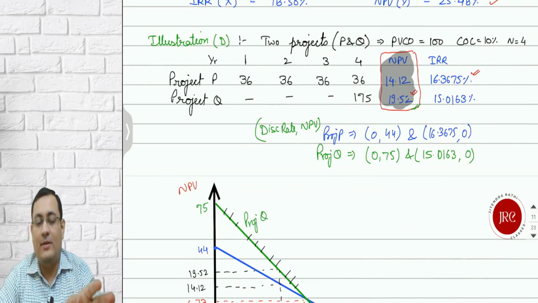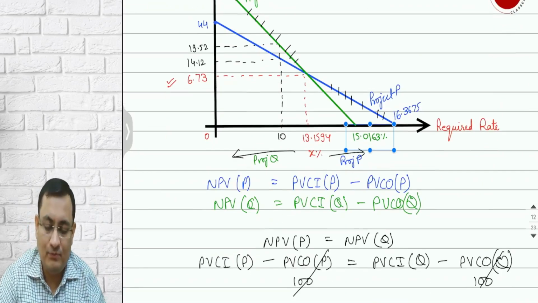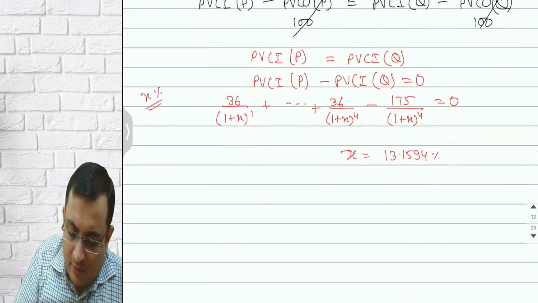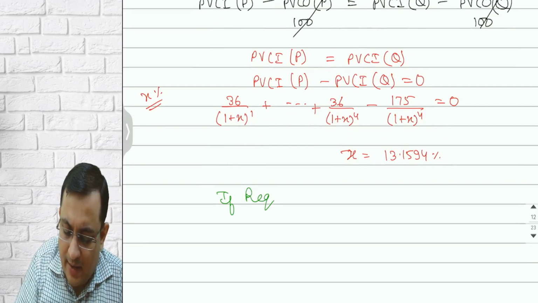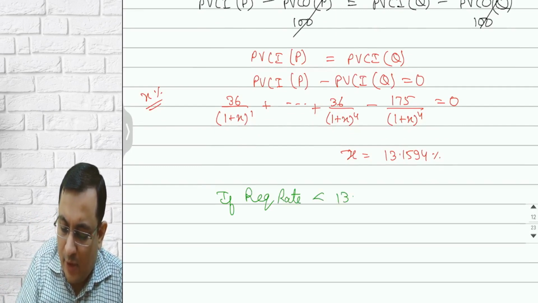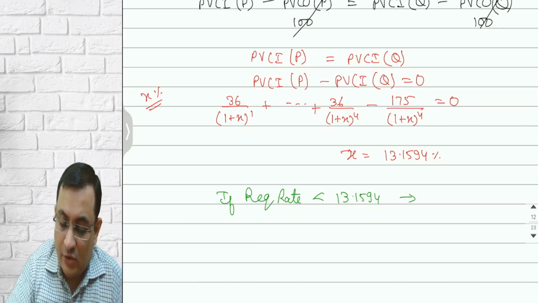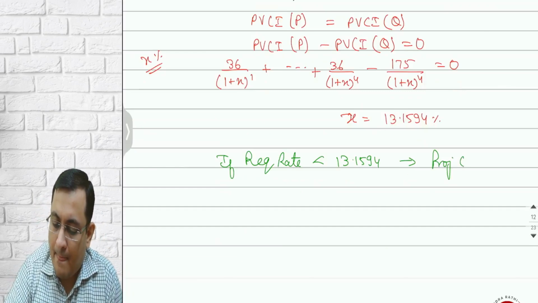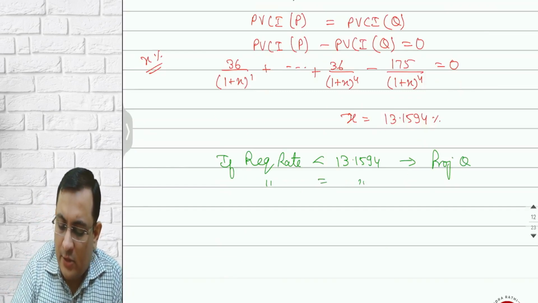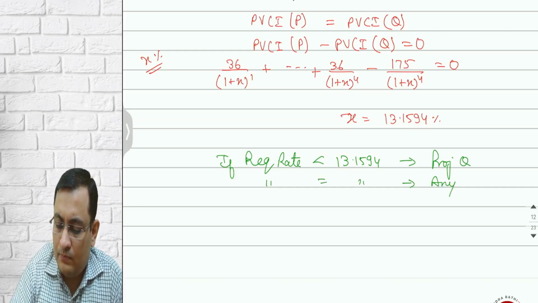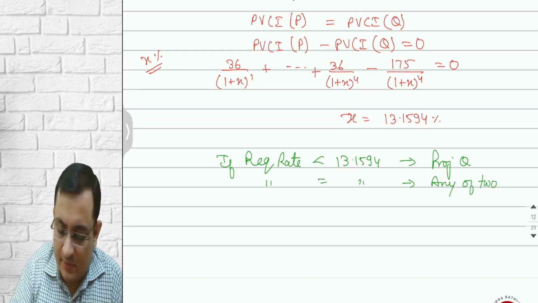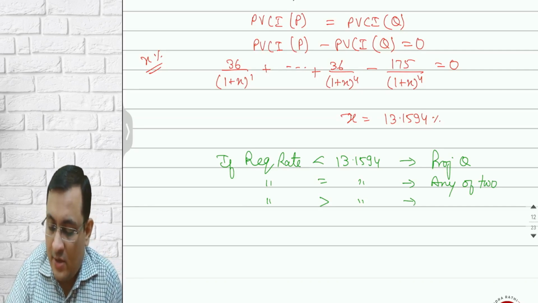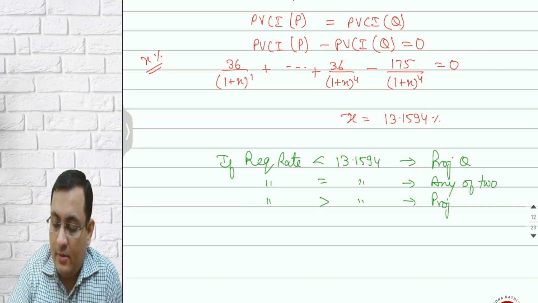And if COC is not available, then what we will say: if the required rate of return is less than 13.1594, select the project. Which one? Project Q. If the required rate is equal to this, any of the two, indifference. And if the required rate is greater than this, NPV will change. You will select project P.